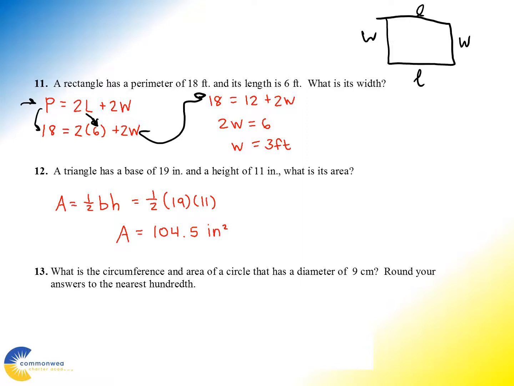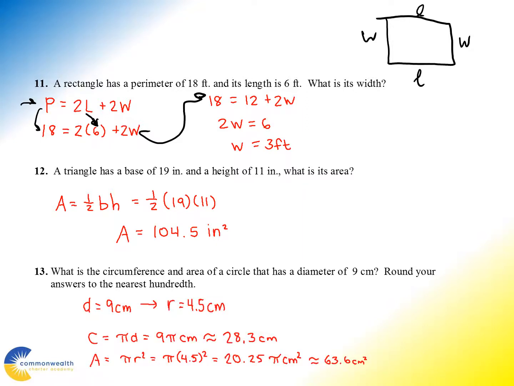What is the circumference and area of a circle that has a diameter of 9 centimeters? Round your answer to the nearest hundredths. For circumference, it's pretty easy because circumference has two formulas. You either have 2 pi times the radius, or you have pi times the diameter. And since we know what the diameter is, that's pretty easy. I could just say that's going to be 9 pi centimeters, or since it says round to the nearest hundredth, when I evaluate 9 pi, it's about 28.3.